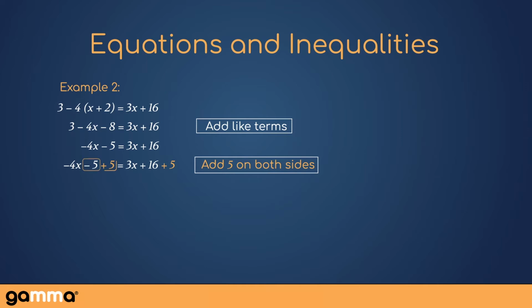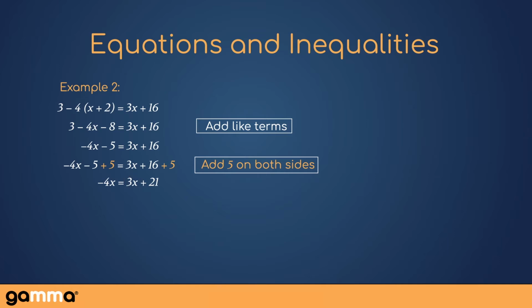So minus 5 plus 5, that will be a 0. So we'll have minus 4x is equal to 3x. And then 16 plus 5, that's going to be equal to 21. So we'll have 3x plus 21. From here, we need to take the 3x to the other side.